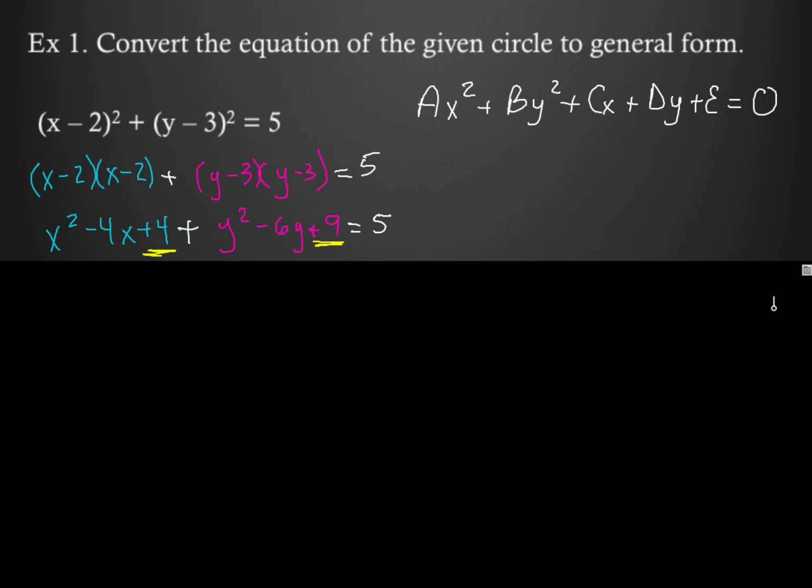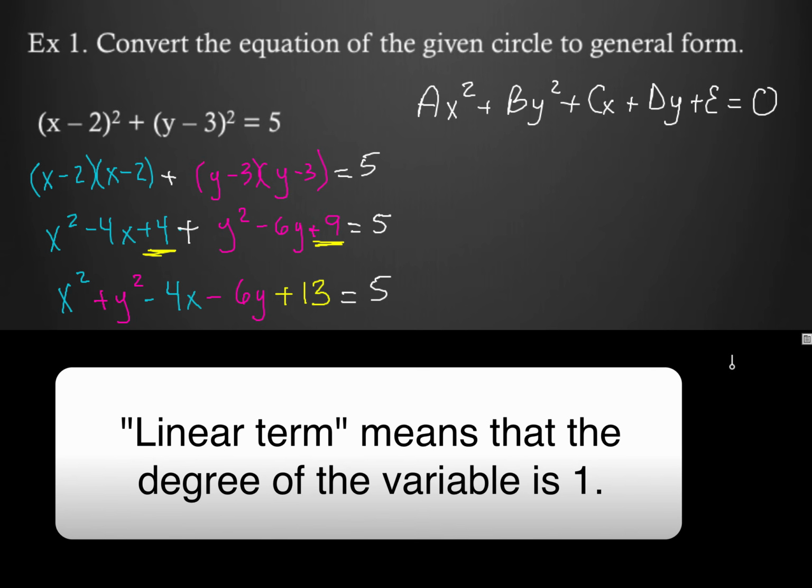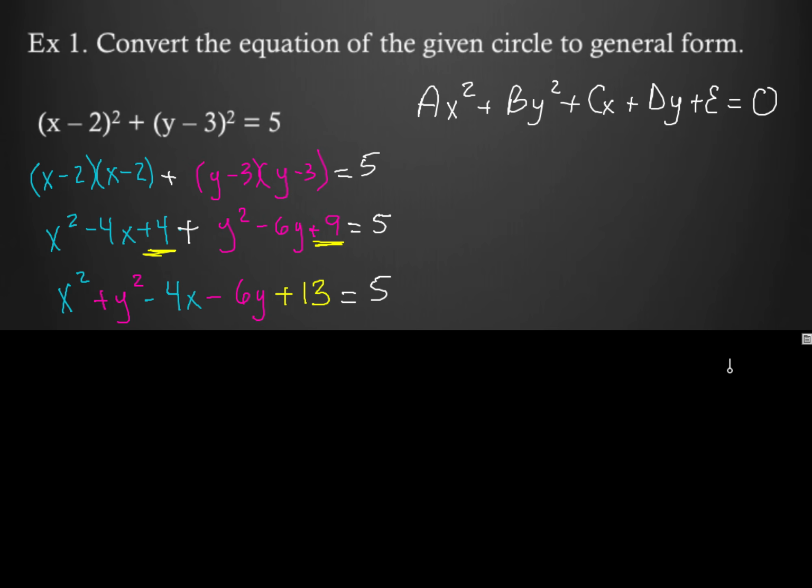Now the x squared and y squared terms, we're going to write those first. And then we'll write the linear term for the x, and then the linear term for the y. And then check it out. I'm going to take my two numbers, the 4 and the 9, and combine those to get 13. And again, it's just set equal to 5, so no big deal there.